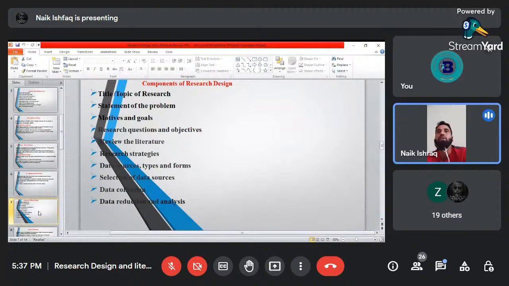And there are the forms of the data: quantitative data and qualitative data. Quantitative data mainly deals in numbers, numericals, and qualitative data mainly deals with words. And the selection of the data sources is one of the important components. Selection of the data sources means sampling. Here we select the people, the different events, and the items from which we collect the data.